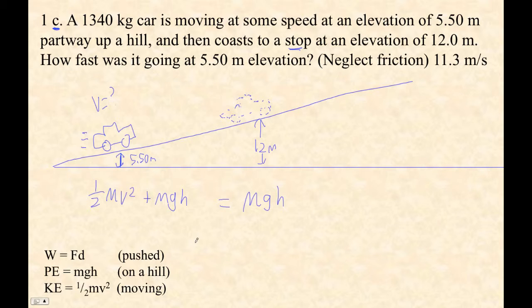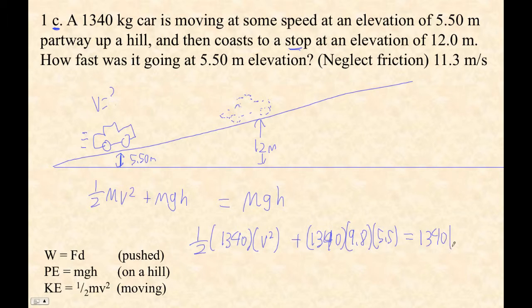Let's put in numbers. So 1/2 times 1340 times v squared, and we don't know what that is, plus 1340 times 9.8 times 5.5. By the way, this would be easier if we just divide every term by 1340. And that equals 1340 times 9.8 times 12. Let me do the right side, 1340 times 9.8 times 12.